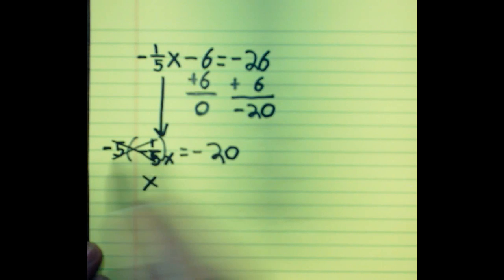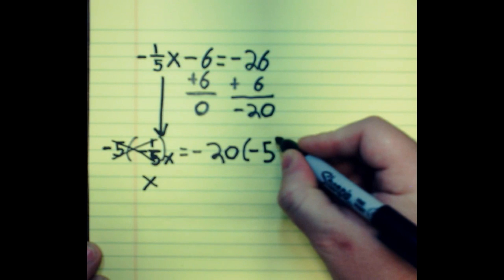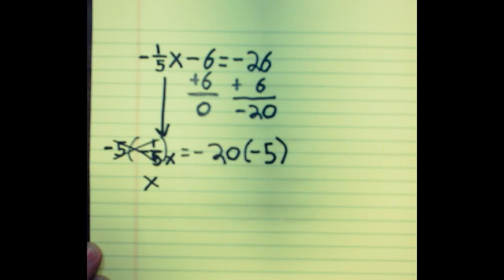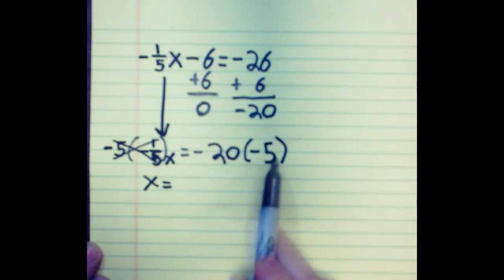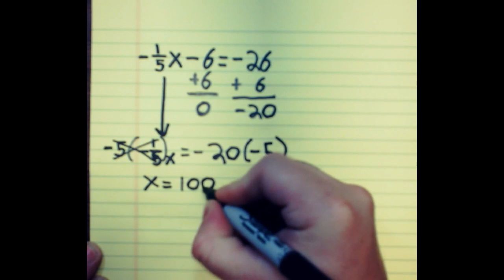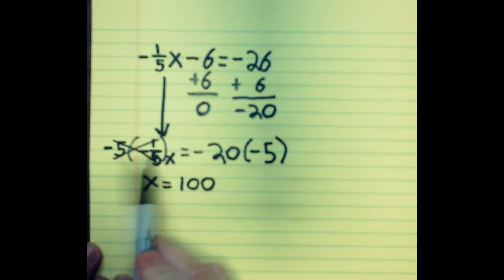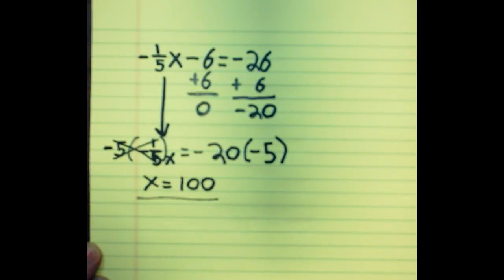But we have to do the same thing to this side of the equation, so we must multiply by a negative 5 on this side as well. Now, the same rules apply. We have a negative times a negative, so my answer is going to be positive. We have 20 times 5, and that will be 100. Now we'll do another video to explain this more in depth, but right now we know that x will be 100.